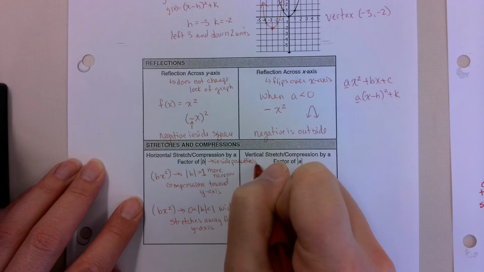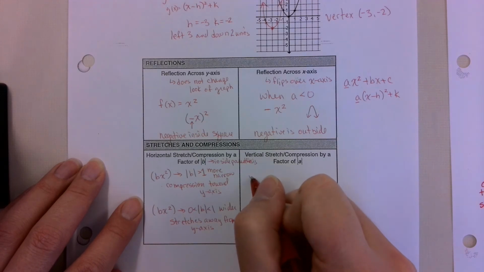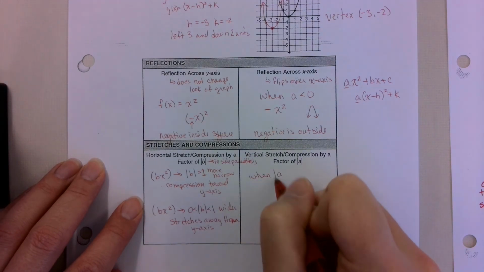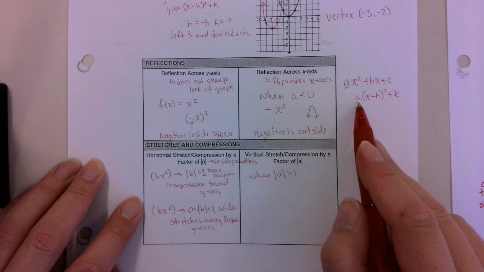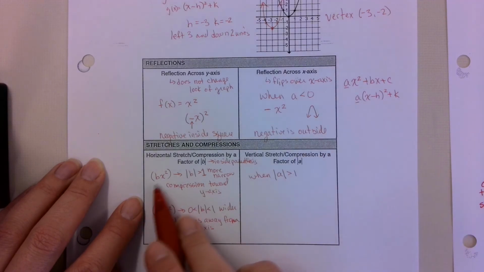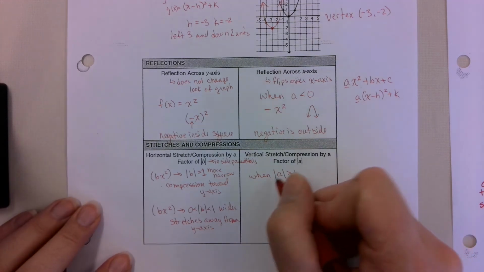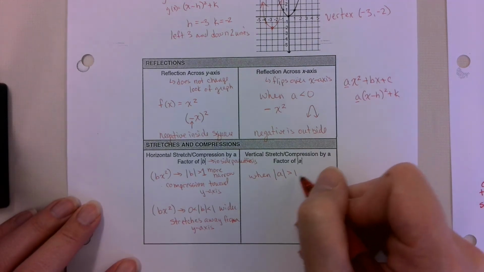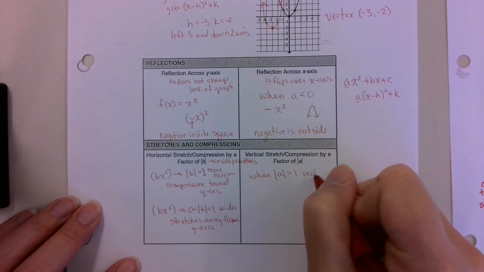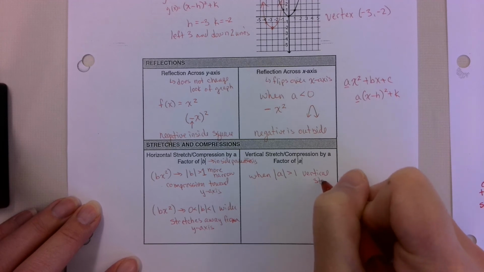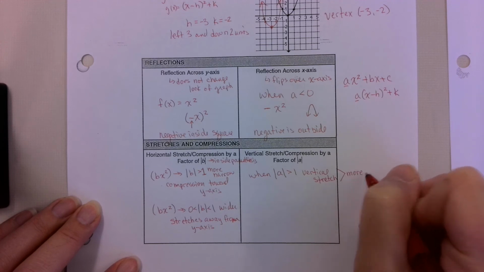Okay. A vertical stretch, when the a value is greater than 1. The a value is what's outside here. Okay, when I'm talking about b, that's a different b than this. When this is inside, it makes it a horizontal. When it's on the outside and the absolute value of a is greater than 1, it is going to stretch it away from the x-axis. So it is going to be a vertical stretch. It's going to look more narrow or skinnier.